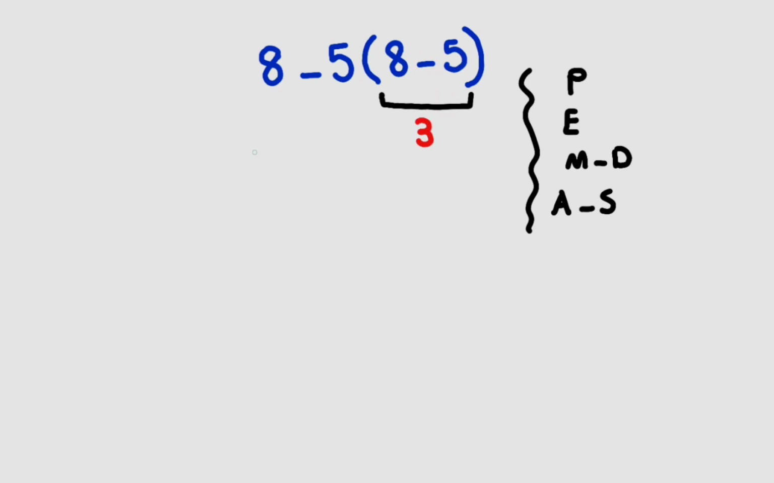Now, we have 8 minus 5 times 3. So, according to PEMDAS, we have one multiplication here that we have to solve first. As we know, multiplication has higher priority than this subtraction. So 5 times 3 gives us 15.